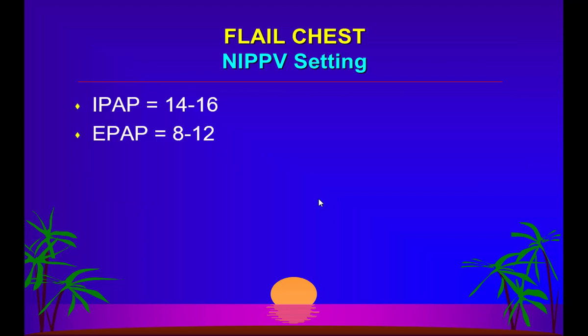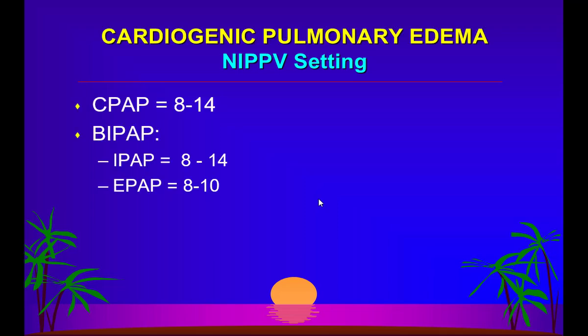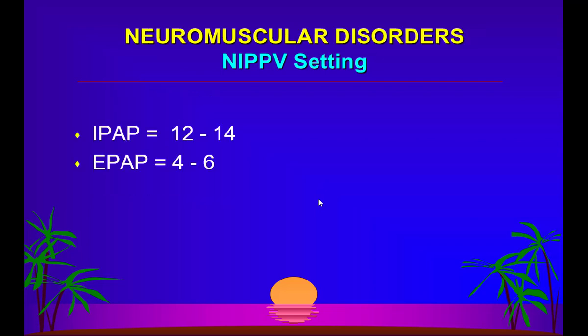Then in flail chest, again you would need a high EPAP because you want to stabilize the chest, and they also need volume. So again the same setting, 14, 16 IPAP, EPAP 8 to 12. In an ARDS patient, many times CPAP is good enough, you don't need any pressure gradient, you can go up to 8, 10, 14 with CPAP, IPAP equal to EPAP. Then in cardiogenic pulmonary edema, you need high EPAP to recruit the alveoli. And of course, many times these patients have hypoventilation, then you require a pressure gradient, and the setting could be IPAP 8 to 15 and EPAP 8 to 10. In neuromuscular disorders, IPAP 12, 14 and EPAP 4 to 6 should be sufficient.